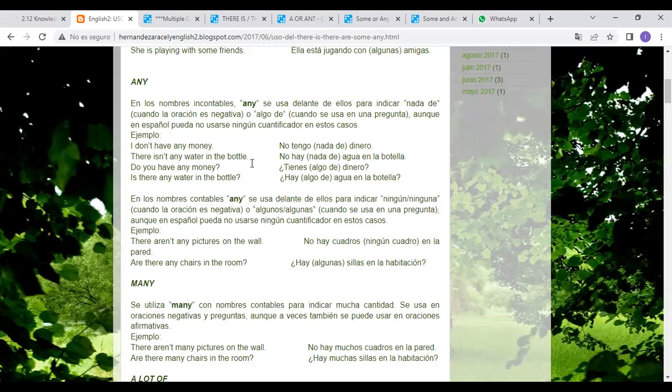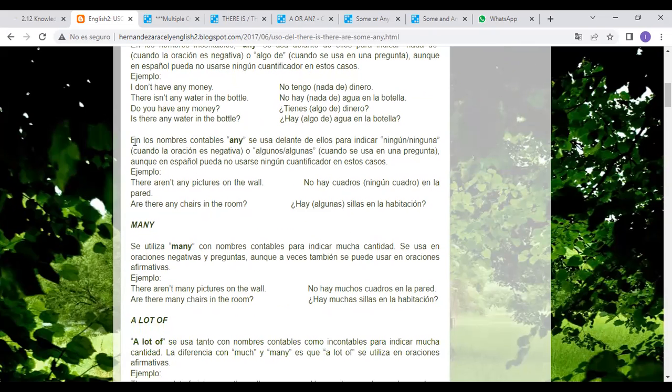Okay? So any es para los incontables, okay? Solo para negativo y pregunta. Pero any también lo utilizamos para los contables, okay? Así que tanto some como any ustedes pueden utilizar countables and uncountable nouns, okay? So we have for uncountables, any in Spanish is ningún o ninguna, right? As negative, como negativo, right? Y también significa algunos o algunas, okay?